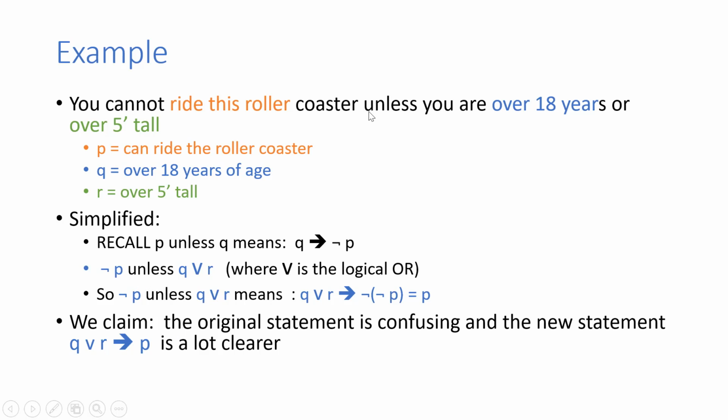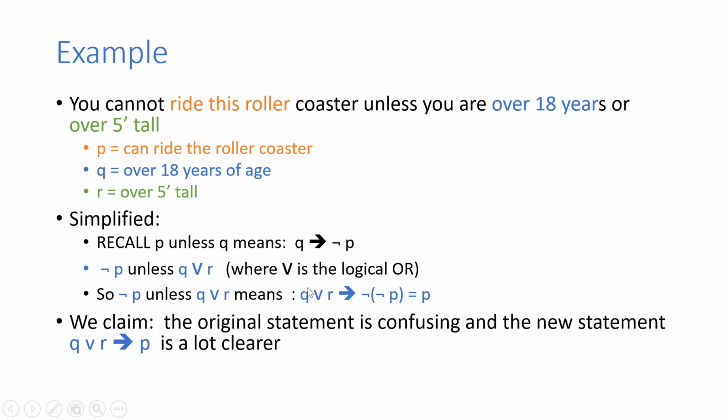Unless, so not P unless, so we are here, you're over 18 years or over 5 feet tall. Over 18 is Q, over 5 feet tall is R, so we say Q or R. So we could reduce this sentence into more symbolic notation: not P unless Q or R. But recalling our facts, P unless Q means if Q is true, then P is not true. So when we talk about not P unless Q, it means that if this is true, then this cannot be true.